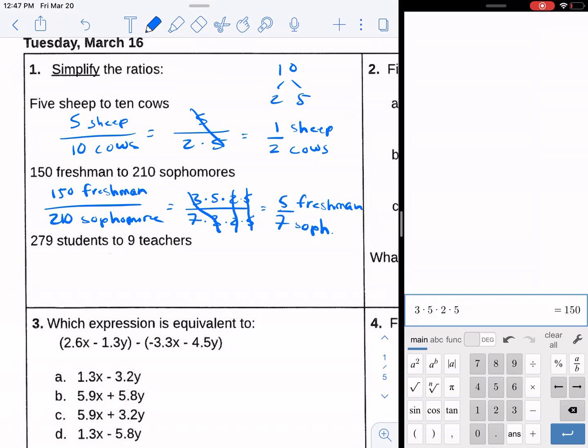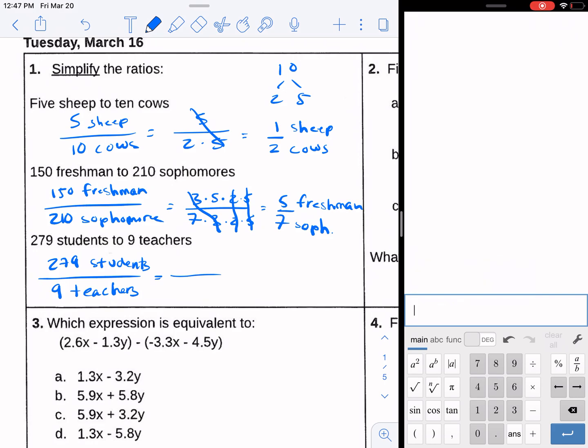Okay, 279 to 9 teachers. Well, I got 279 students to 9 teachers. Well, I have no idea what 279 breaks down into. You guys should have a calculator, so let's mess around with some numbers. Let's see if 9 goes into there.